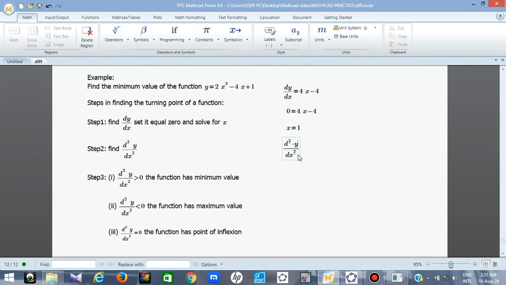let's see. By differentiating it the second time, you are going to get 4. So 4 is the second differentiation. So now you can see that in your condition, the 3 conditions we have here now, d squared y over dx squared is greater than 0. You can see it is equal to 4. That means it's greater than 0.